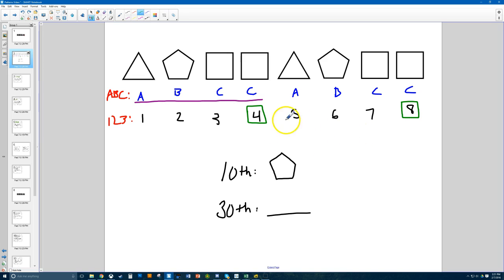The multiples of 4 are 4, 8, 12, 16, 20, 24, 28. I know the 28th term is going to be the second square. That's very helpful in figuring out the 30th term, because the 29th term is the one right after the second square, which would be a triangle. And the 30th term would have to be a pentagon. You can use that kind of logic to figure out various terms. This is one of the best ways to do it: identify some sort of pattern and then use little clues to figure out the 30th term.